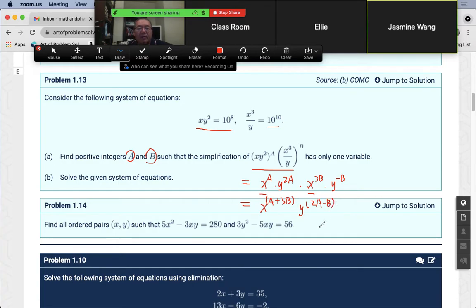Then, they said after you simplify, this has only one variable, so that means either a plus 3b equals 0, or 2a minus b equals 0.